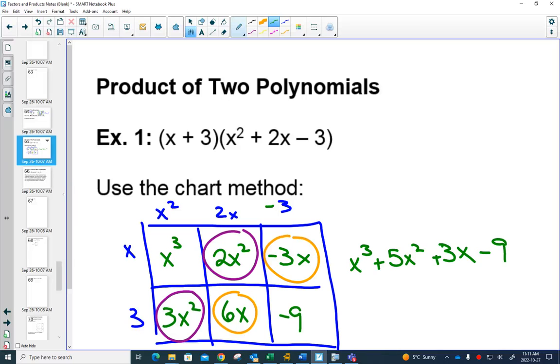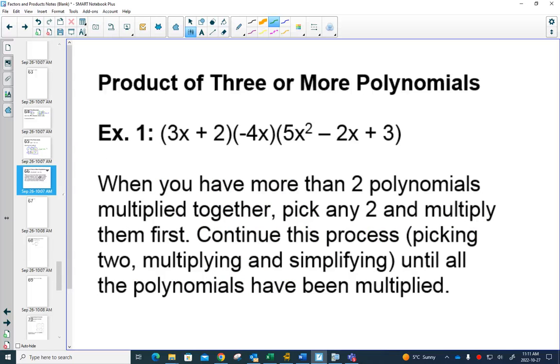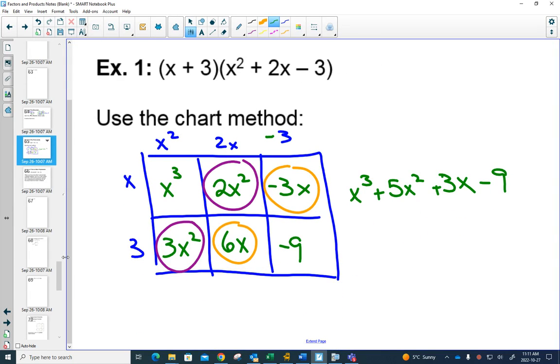So was adding an extra number harder for the chart? Not really. Was it longer? Yes. But we did exactly the same thing. We're also going to find out, some people like to do this with this question. So I'm going to write out the question again.